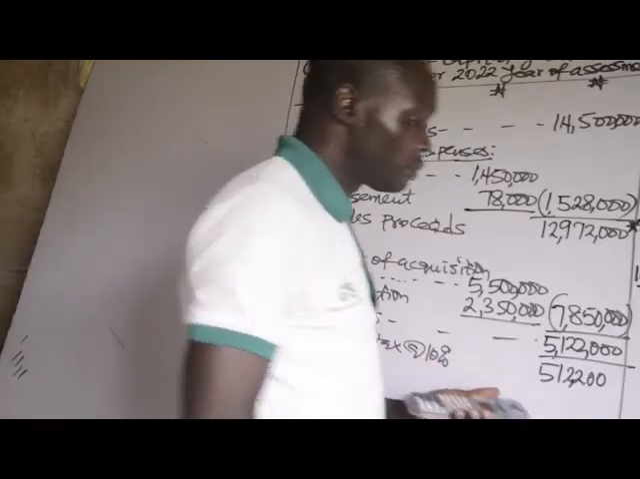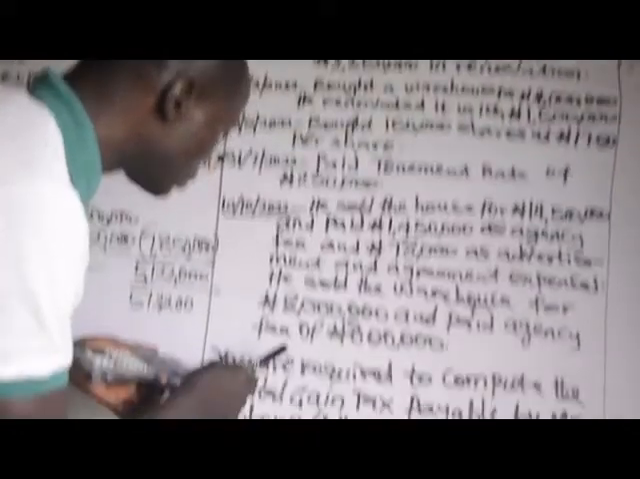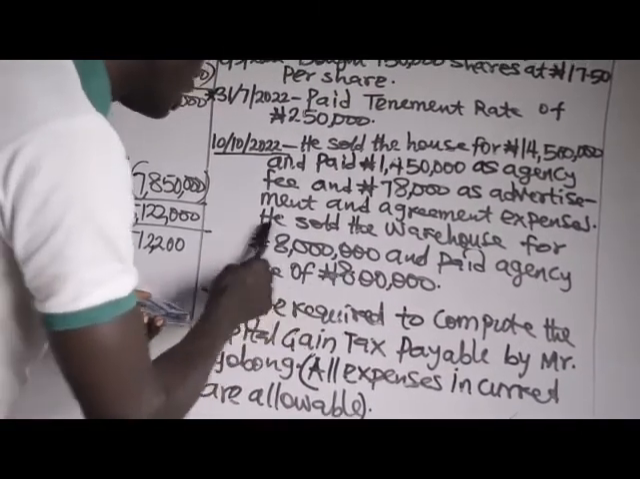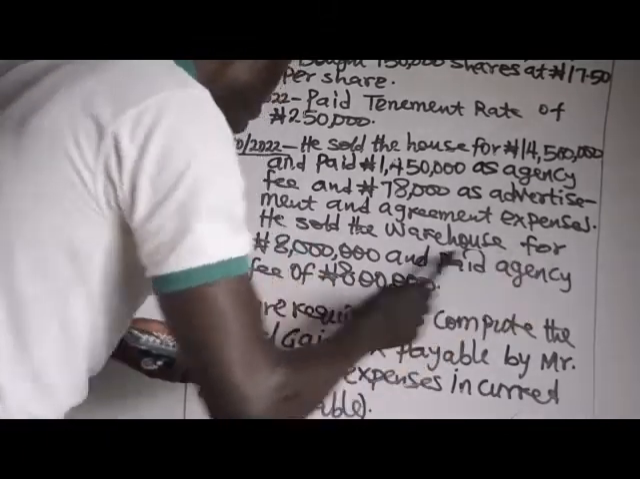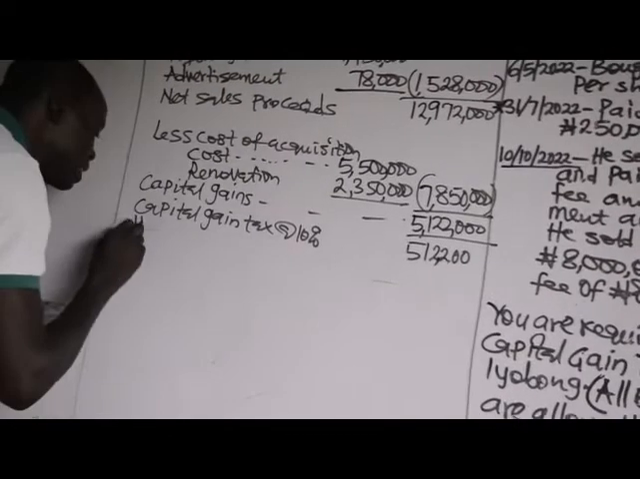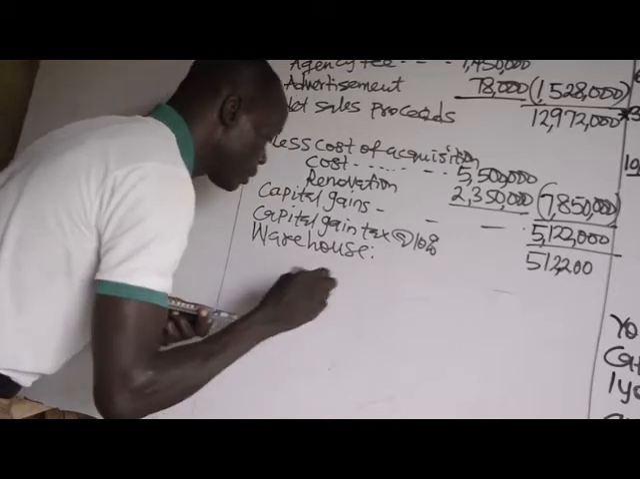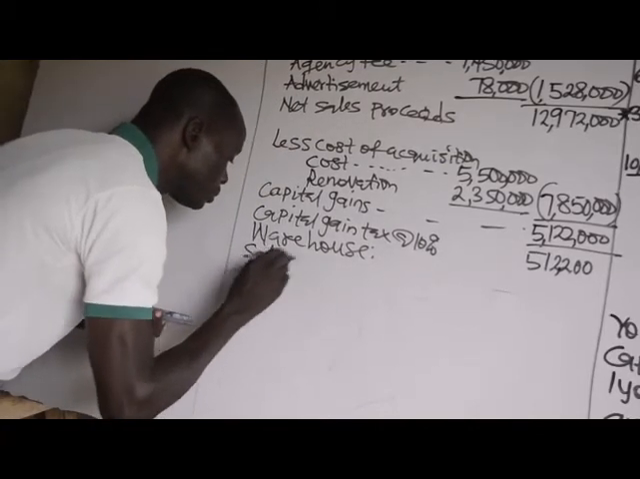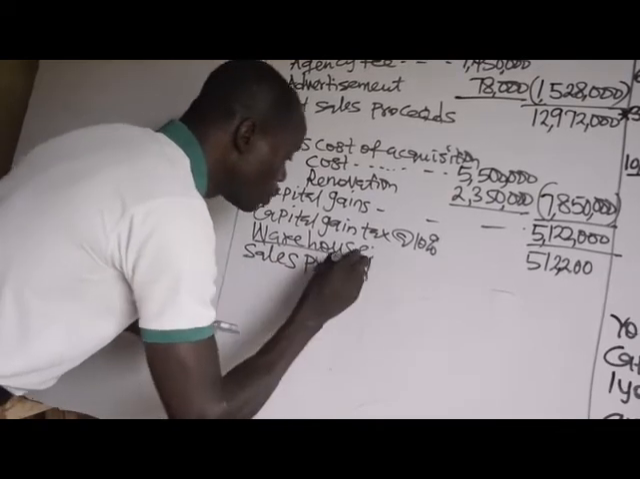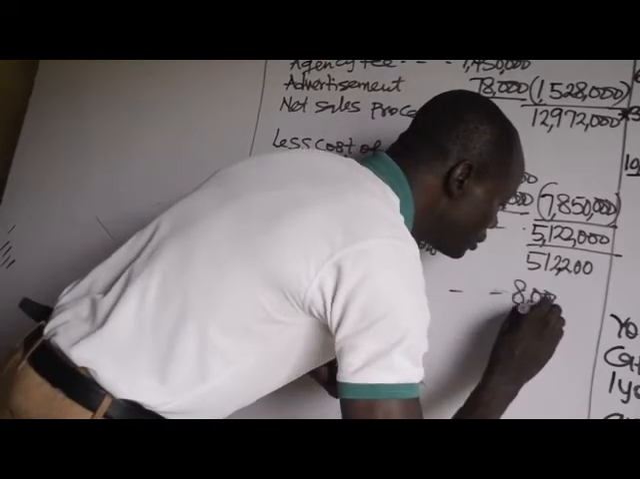After the house, the second asset that was sold is the warehouse. He sold the warehouse for 8 million. So if we want to compute the capital gain tax on the warehouse, we have sales proceeds. He sold the warehouse for 8 million naira.